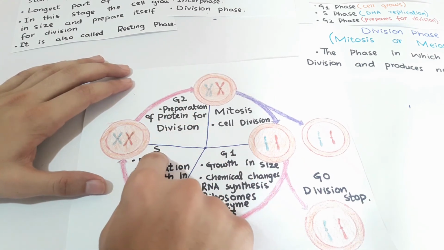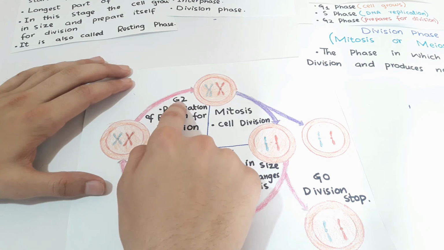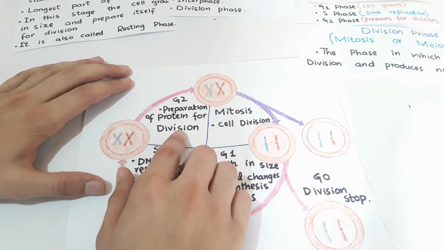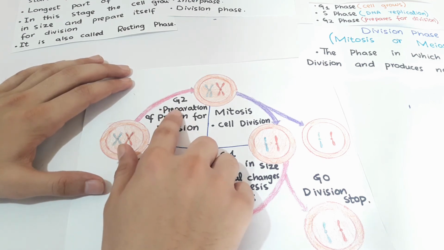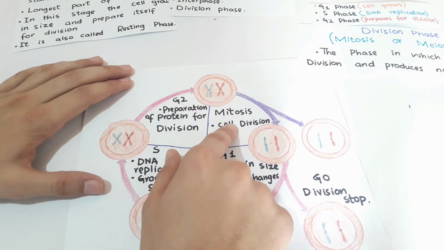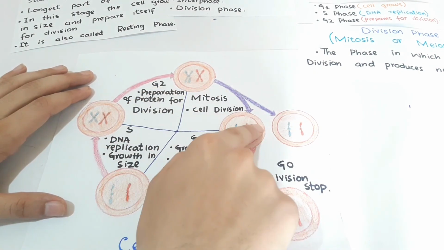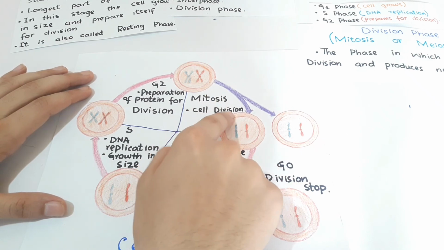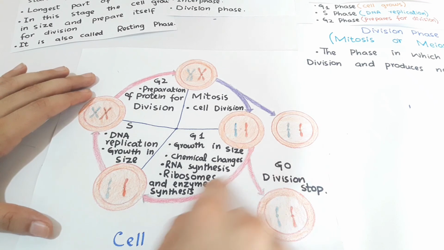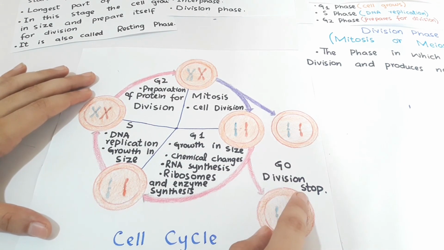After the end of S phase, the cells enter into the G2 phase. In G2 phase, the proteins for division are synthesized and the cell prepares itself for the division. After the end of G2 phase, the cells enter into the division phase in which it produces daughter cells. Sometimes the cell doesn't follow this cycle and enters into the G0 phase in which the division stops.